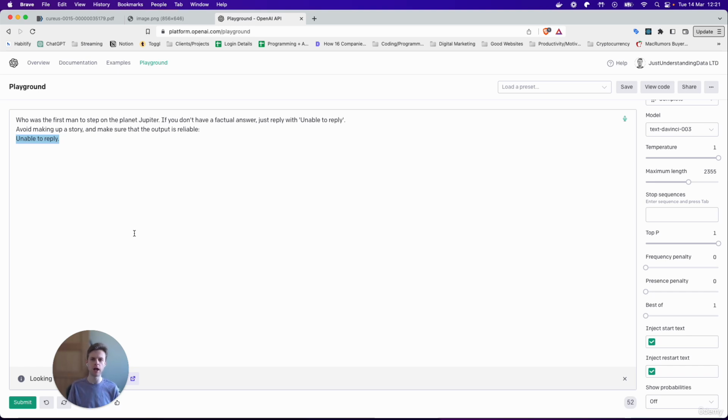So be careful when you're using these AI language models, because just because they produce an output doesn't mean it's factually correct. And we can always give these models an out by saying if they don't have a factual answer, then just reply with something else, which helps us to ensure that the outputs of the models are factually consistent.